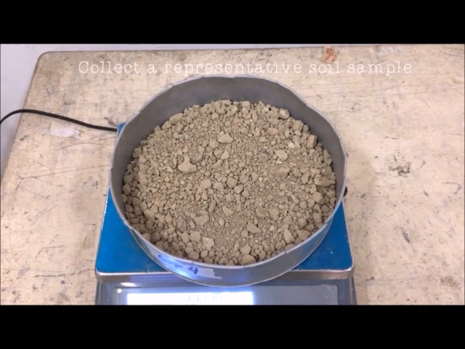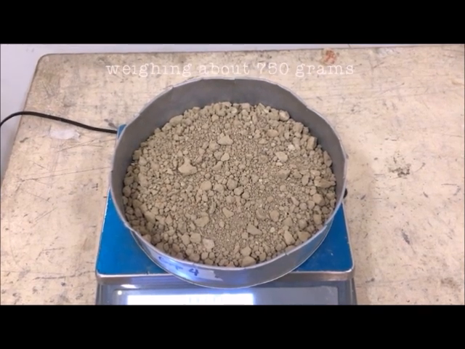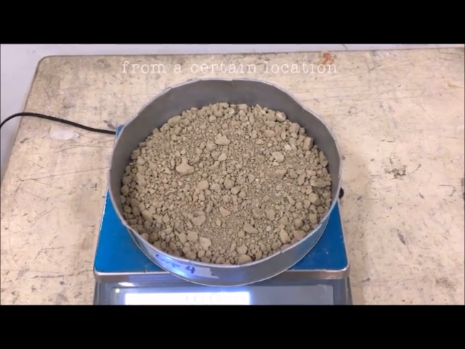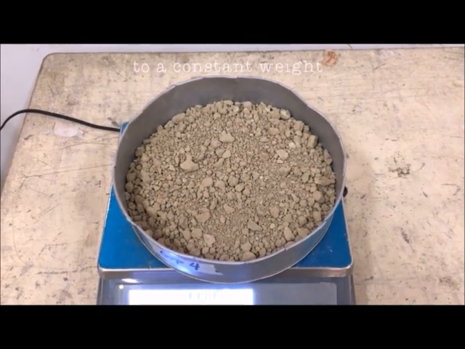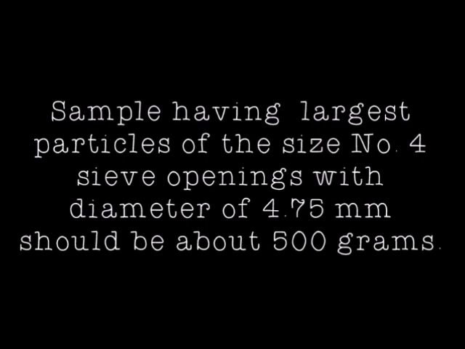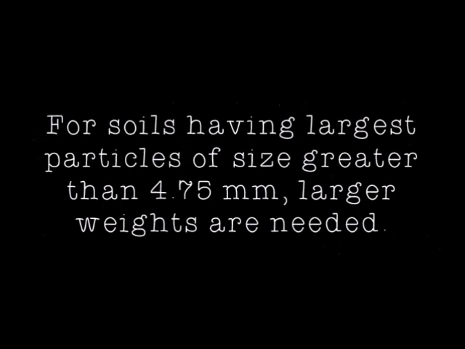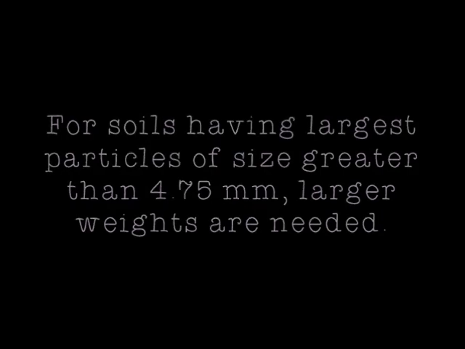Collect a representative soil sample weighing about 750 grams from a certain location and oven dry the sample to a constant weight. Sample having largest particles of the size number 4 sieve openings with diameter of 4.75 millimeters should be about 500 grams. For soils having largest particles of size greater than 4.75 millimeters, larger weights are needed.